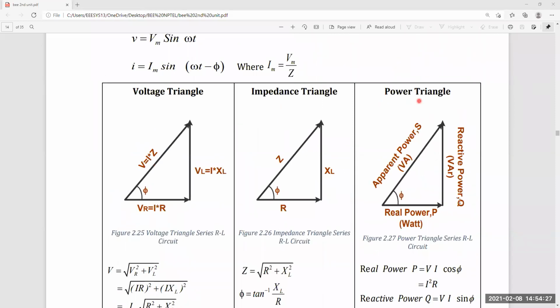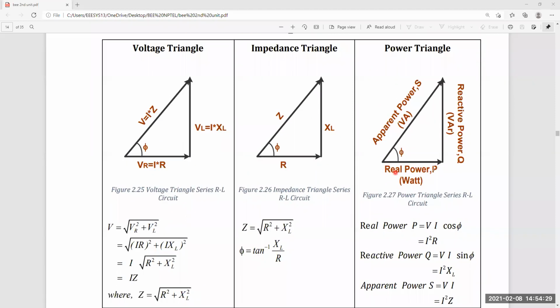For the power triangle, we have real power, reactive power and apparent power. Apparent power is also called complex power, S. This is called real power, this is called reactive power, this is called apparent power. Real power units are watts, reactive power units are VAR, and apparent power units are V into A, VA or kVA.